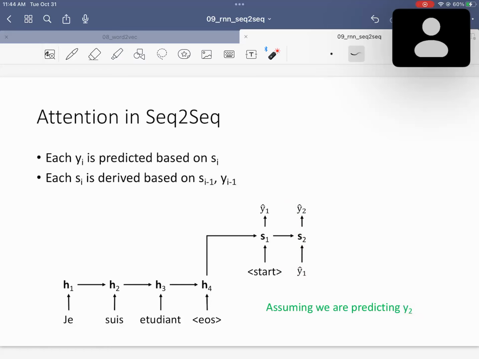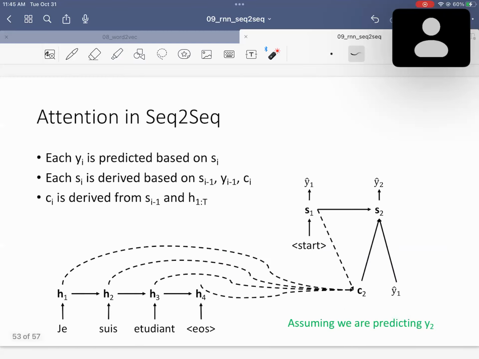As a recap, each Yi is predicted based on Si, obviously, right? S1 gives Y1, S2 gives Y2. Each Si is derived based on this guy and this guy without attention. So without attention, the fate of S2 is determined by S1 and Y1, obviously, right?